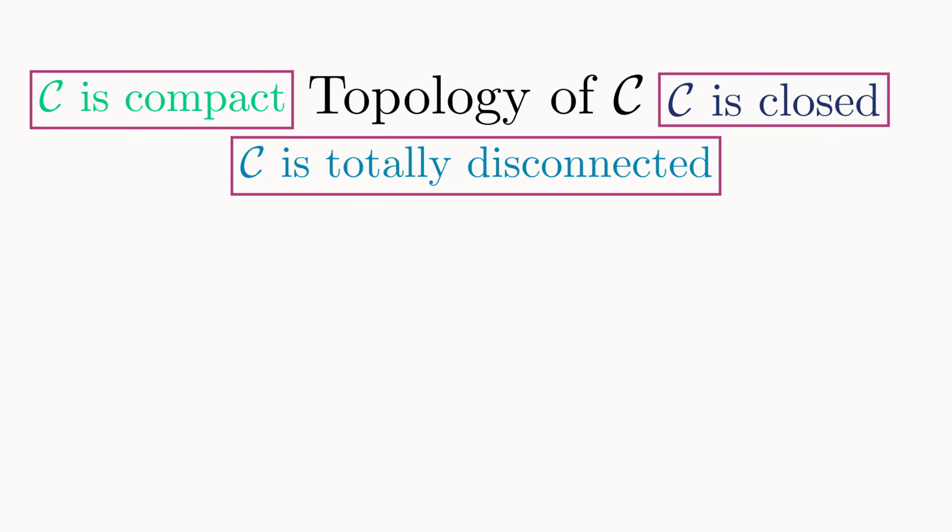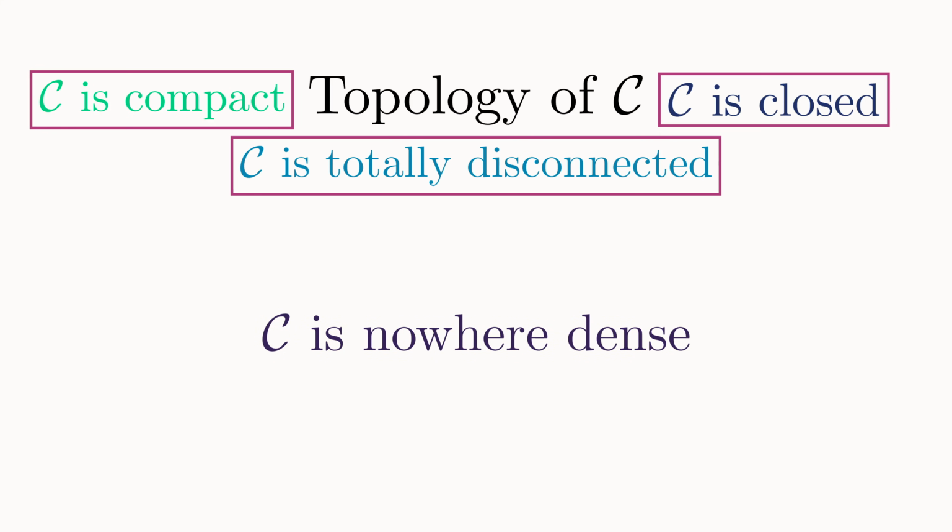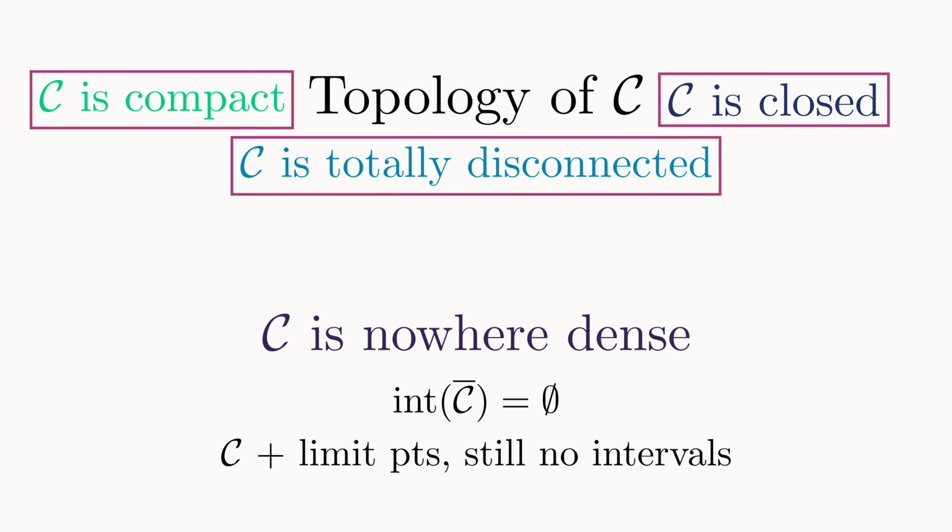Additionally, the fact that it is closed and totally disconnected implies another property, namely that it is nowhere dense. This means that the interior of its closure is empty. Or in other words, if you take the entire Cantor set plus all its limit points, then this whole set also contains no open intervals.